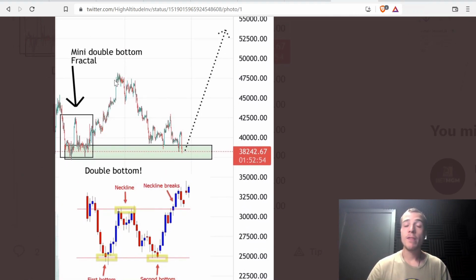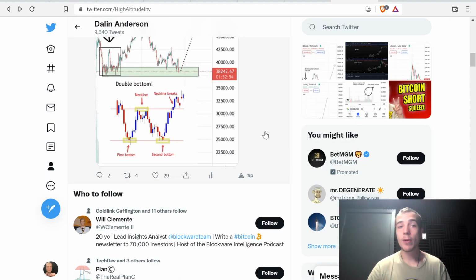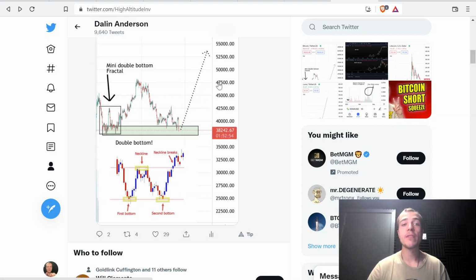The neckline is about 47,000 per coin, which would confirm a breakout to about 60K. So if we break any levels above 47K per coin, especially watch the support levels of 38,000 and about 40,000 to hold strong.